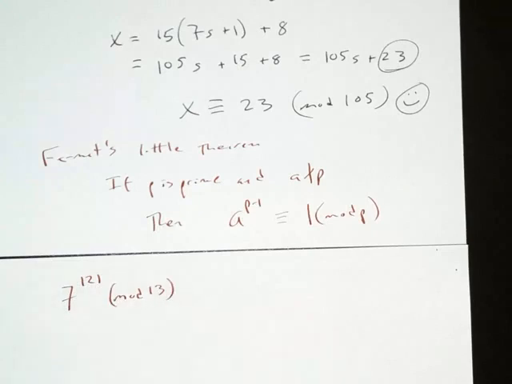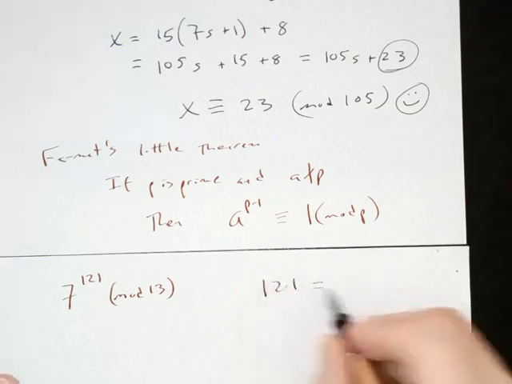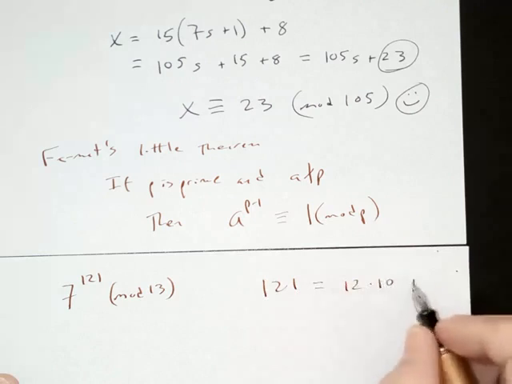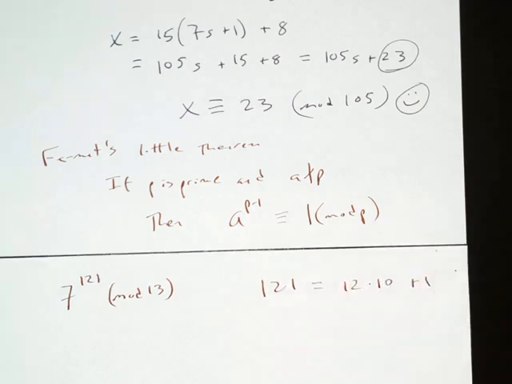I want to do this problem. I could use that modular exponentiation algorithm we did last time, right? On Friday last week. A and the x and the power and go through that lovely algorithm. But what's 13? 13 is prime. It's 13 minus 1, which is 12. 121 is 10 12s with 1 left over, isn't it?